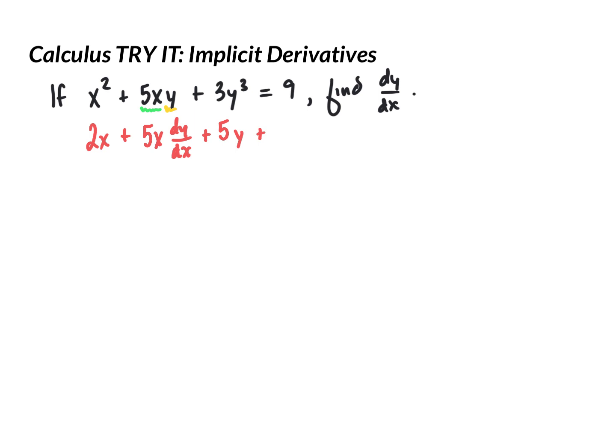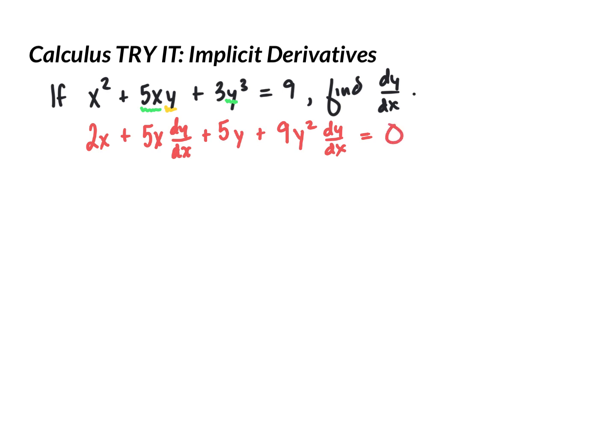The derivative of 3y cubed. Again, remembering that we're basically doing chain rule here. We're going to treat y as a function and kind of do the chain rule around it. So power rule brings the 3 down, and we have 9y squared. And then we have to multiply by the derivative of the function y, which we don't know. So we just write dy dx. On the other side, the derivative of 9 is just 0.